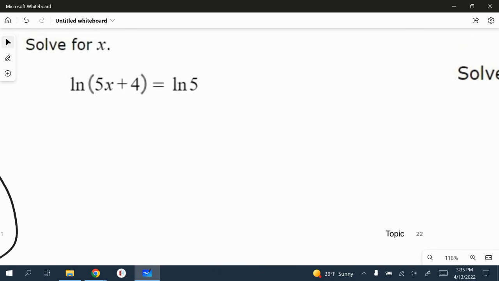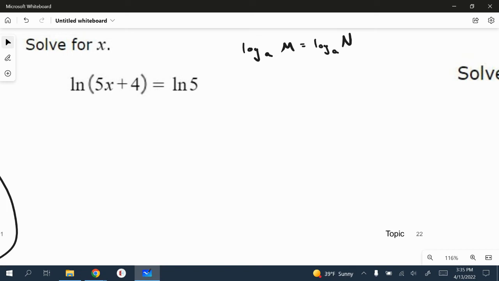Topic number 22 says solve for x. By the way, for this one, there's a new rule. Anytime you have, for example, log base a of m equals log base a of n, and there's nothing else in the equation, it's just log base a of m and log base a of n.